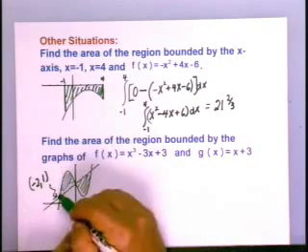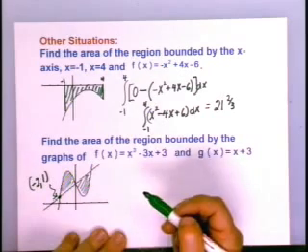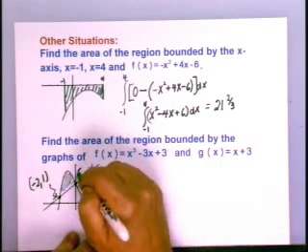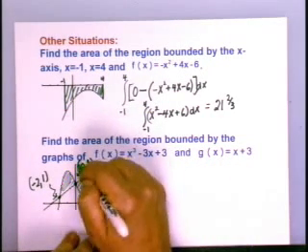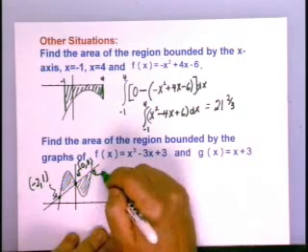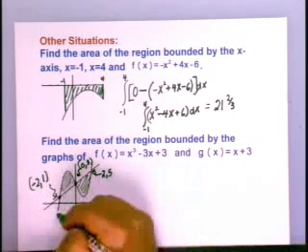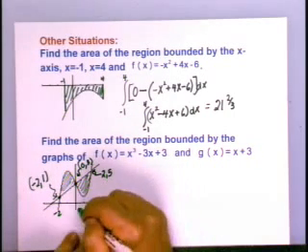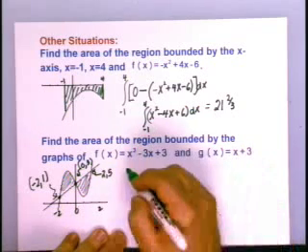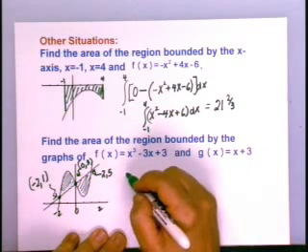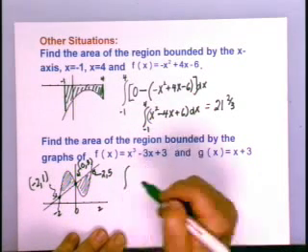This point of intersection on the left is negative 2, 1. This point is 0, 3. And this point on the right is 2, 5. So the x-values are negative 2, 0, and 2. When we set up our integration, we actually have to do this integration in two parts.